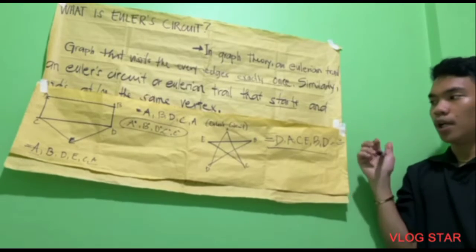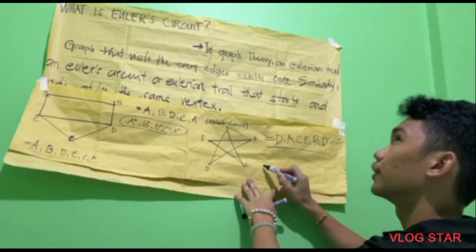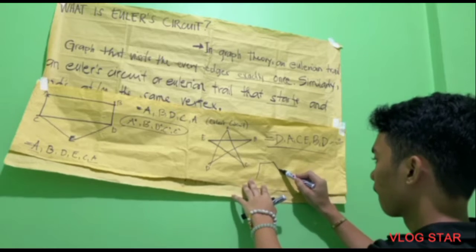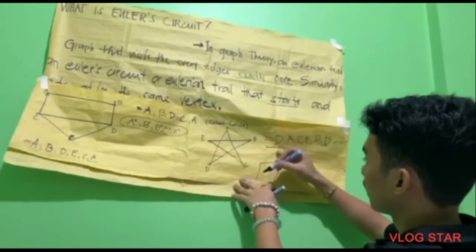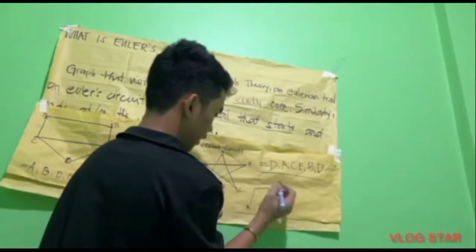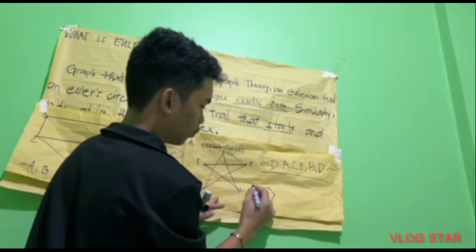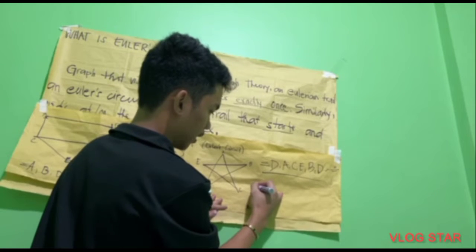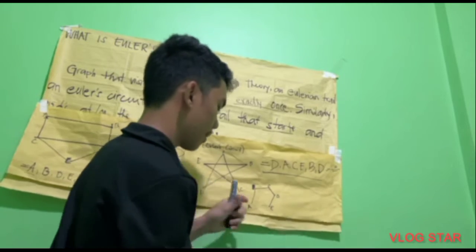So for example, in this shape, I don't know what shape this is. I think it's an arc, but it's 1, 2, 3, 4, 5. It has 5 vertices: letters A, B, C, D, and E.